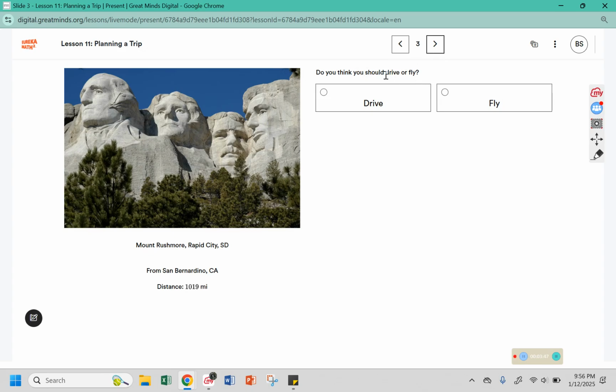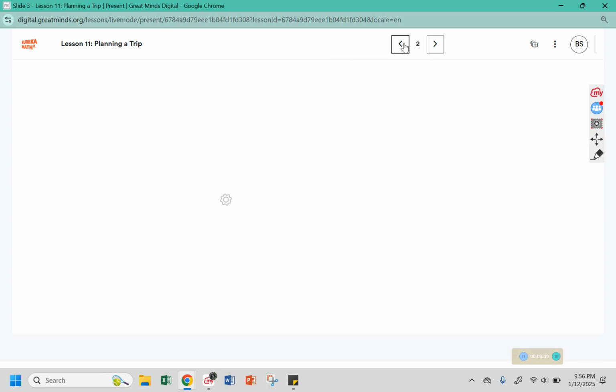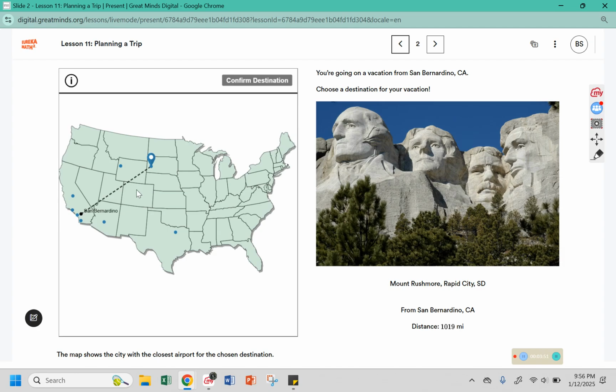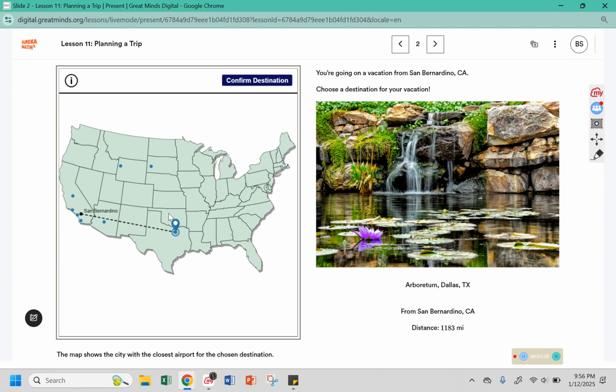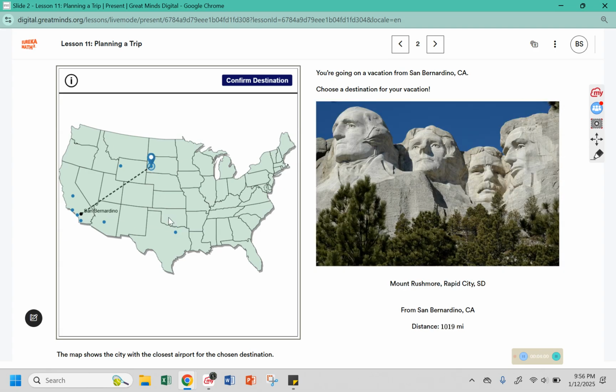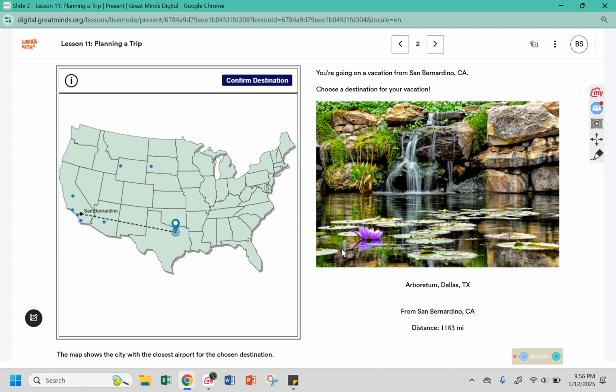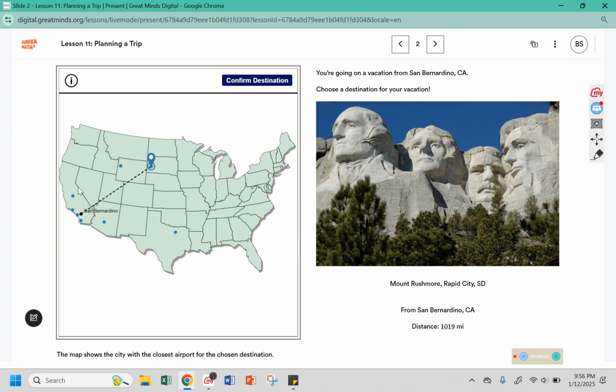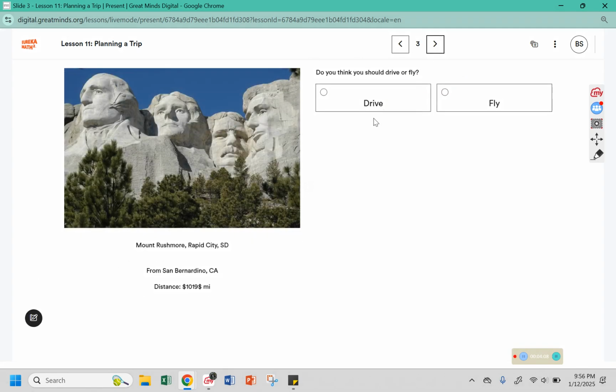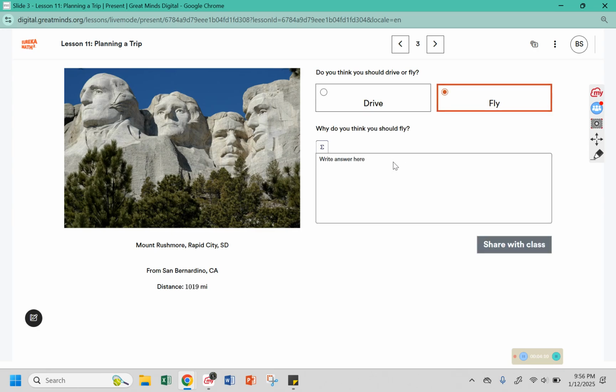Do you think you should drive or fly? Well, based on my map, I think this is one of the farthest distances. This one in Texas might be farther. Oh, it didn't say. Yep, this one's a little bit farther. But being that it's so far, I'm going to assume that it's probably faster to fly.